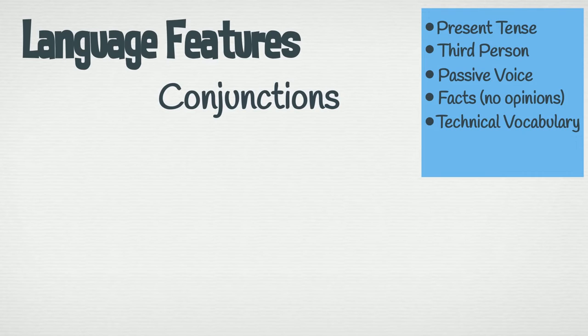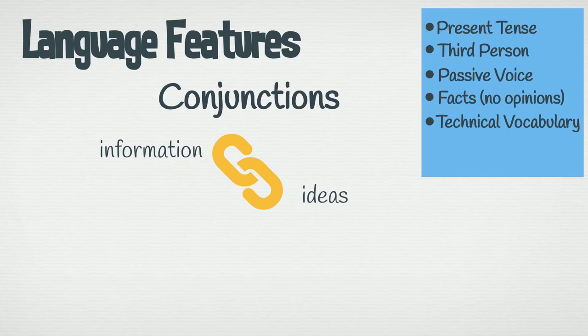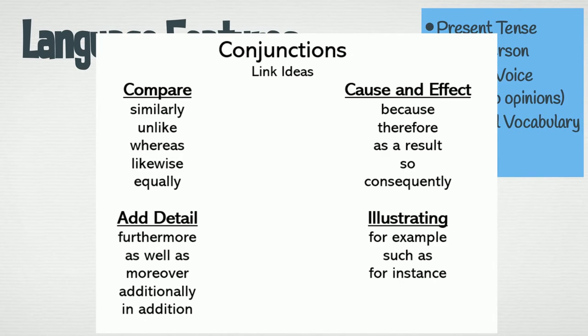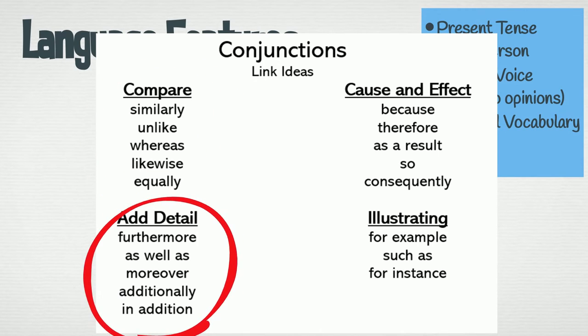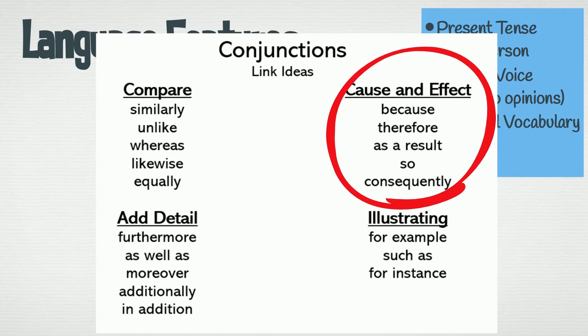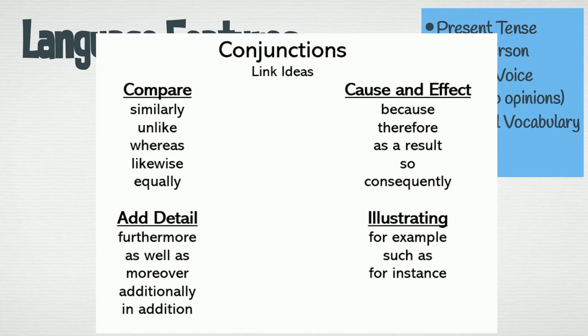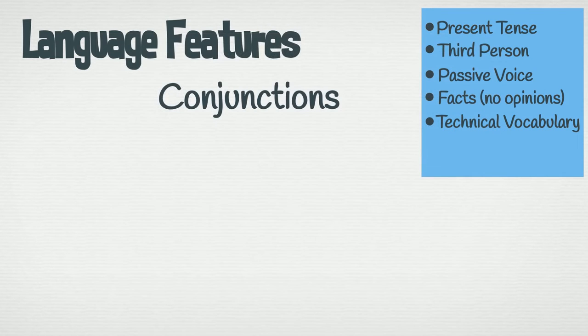Conjunctions. Conjunctions are important to use in information reports because they link together information and ideas. Here is a list of conjunctions grouped by their purpose. We can see that some compare, some add details, others show cause and effect, and others are used to illustrate a point. We're going to look at 3 passages taken from 3 different information reports. Each will show the use of a different conjunction.